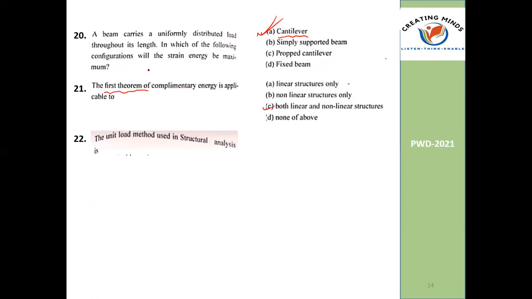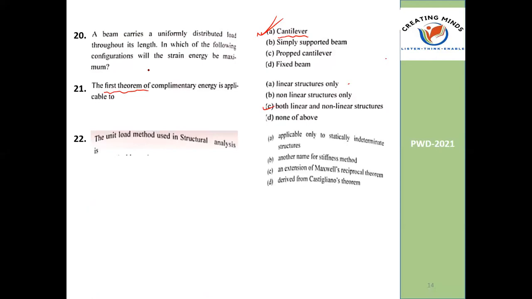The unit load method used in structural analysis is: applicable only to statically indeterminate structures, another name for the stiffness method, an extension of Maxwell's reciprocal theorem, or derived from Castigliano's theorem. D, sir. This is also derived from Castigliano's theorem.